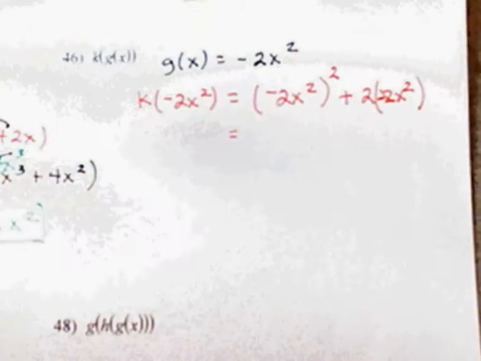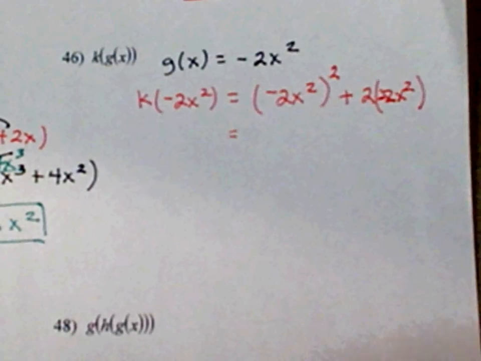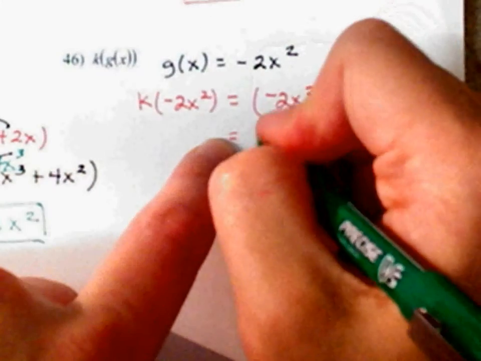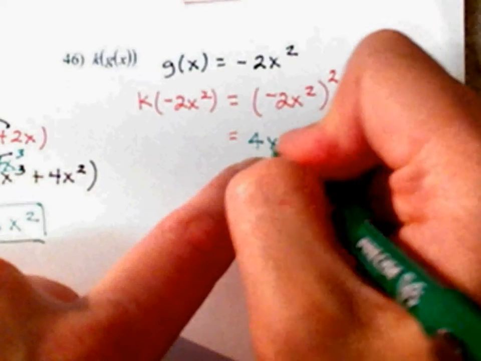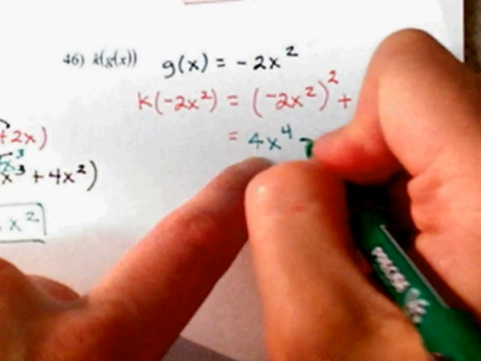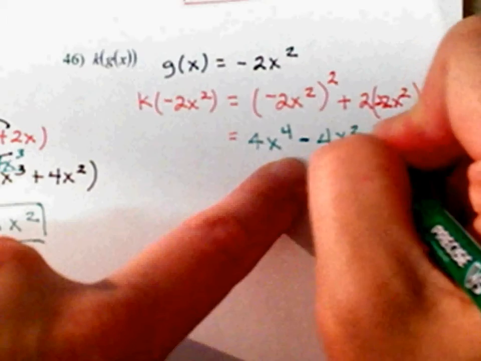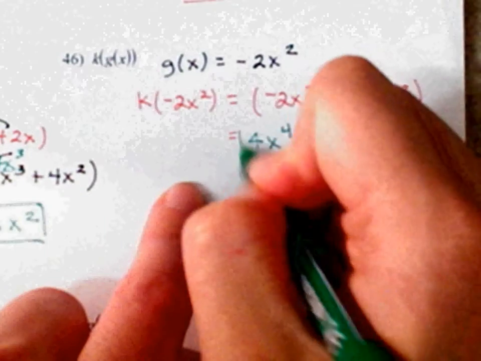Let's see what you've got. Negative 2 squared is 4. x squared is x to the 4th. Minus 4x squared. Can't combine any like terms. There's your final solution.